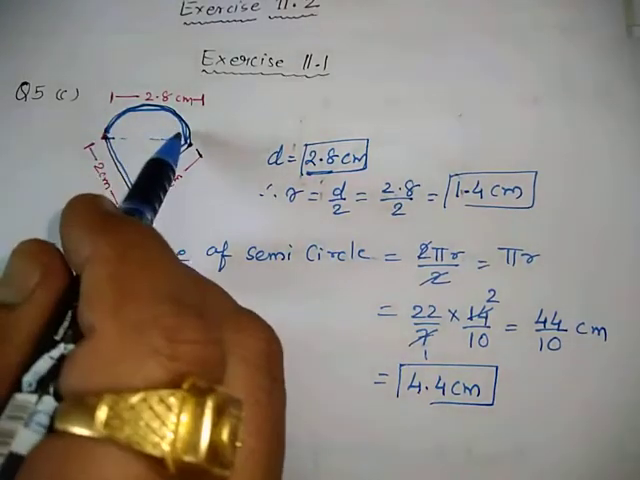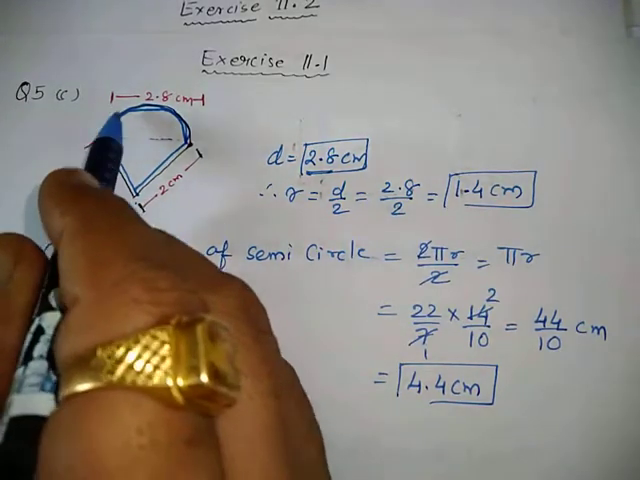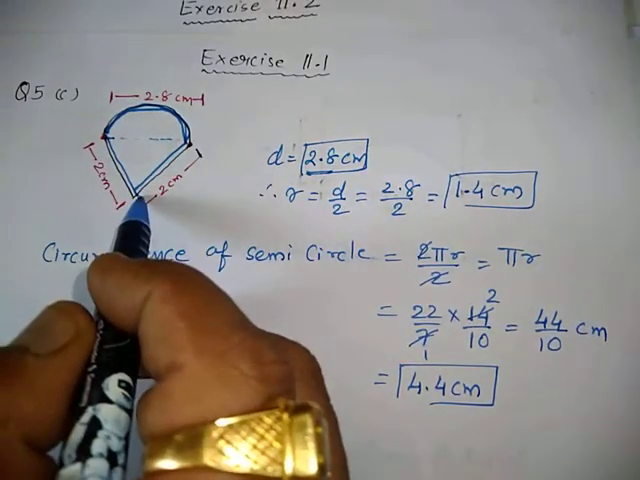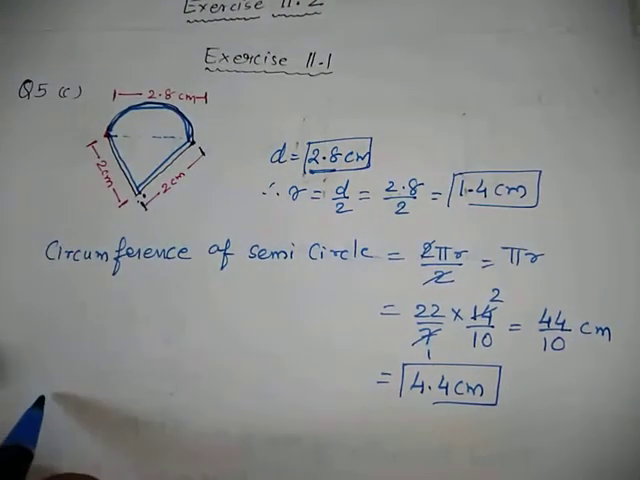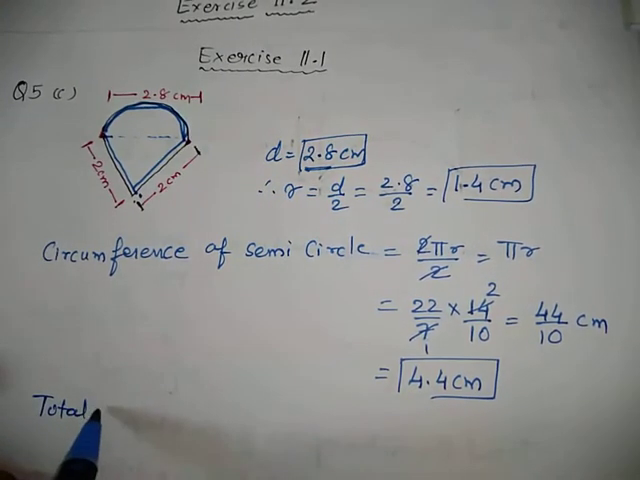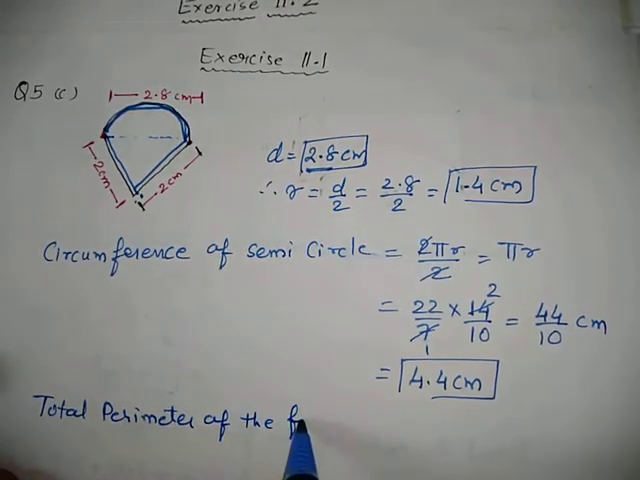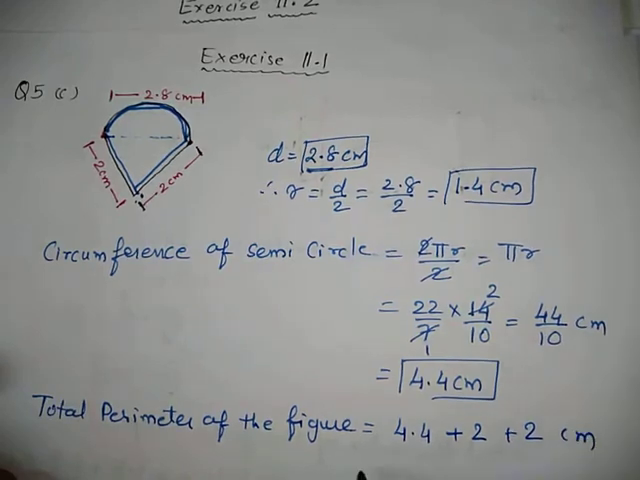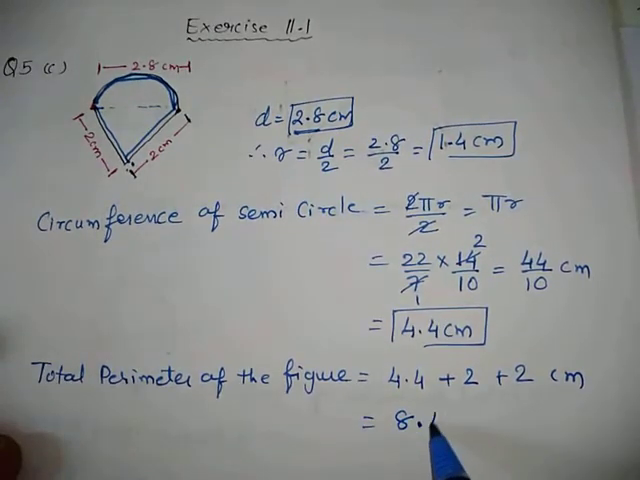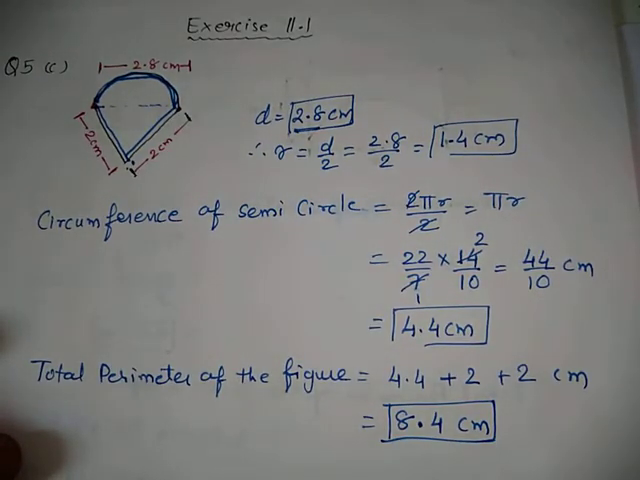That is for this much. And these two we need to add, this much also it will travel, this much also it will travel. So from here to here it is 4.4, then plus 2, so 6.4, then plus 2, so 8.4. So the total perimeter of the figure is equal to 4.4 plus 2 plus 2 centimeter, that will give us 8.4 centimeter.